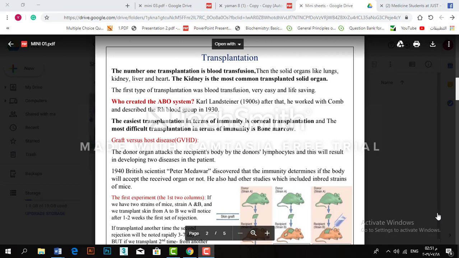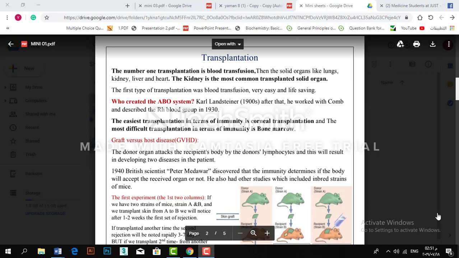Okay, so as we mentioned, the easiest transplantation in terms of immunity is the corneal transplantation القرنية. ليش؟ لأنها avascular، ما عندها blood vessels، ما عندها إلى آخره. Okay, and the most difficult transplantation in terms of immunity is the bone marrow. بنضيف عليها الستيم cells.